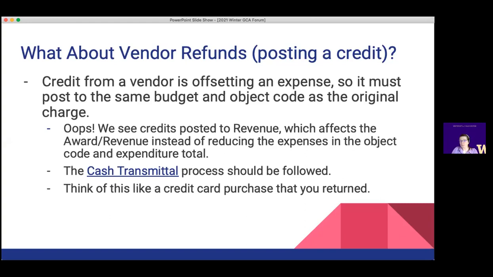For my own personal way of thinking, I think of this like a credit card purchase. If I bought something and then I return that thing, I don't need my credit line increased. I need my balance reduced. That's how I think of this, and sometimes that helps. That's why the object code is so important.